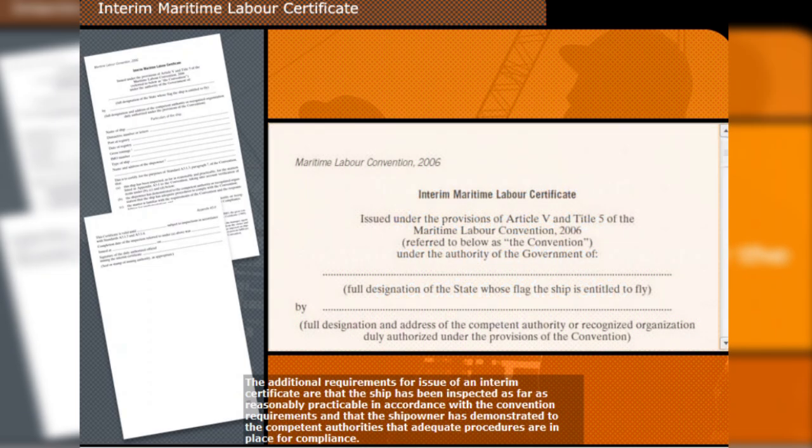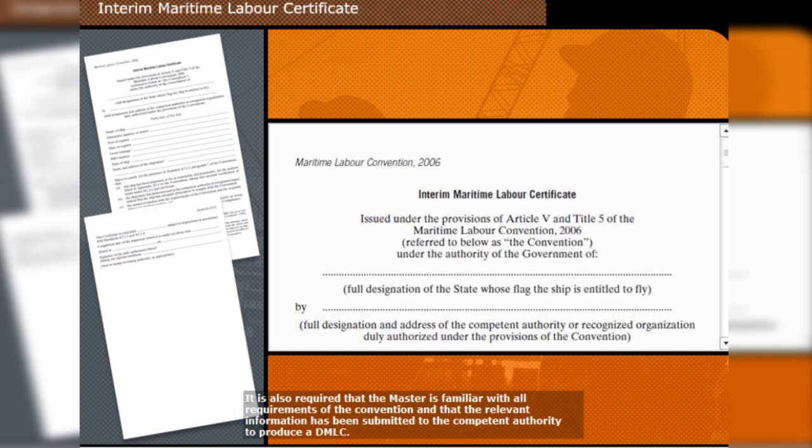The additional requirements for issue of an interim certificate are that the ship has been inspected as far as reasonably practicable in accordance with the Convention requirements, and that the shipowner has demonstrated to the competent authorities that adequate procedures are in place for compliance. It is also required that the master is familiar with all requirements of the Convention and that the relevant information has been submitted to the competent authority to produce a DMLC.